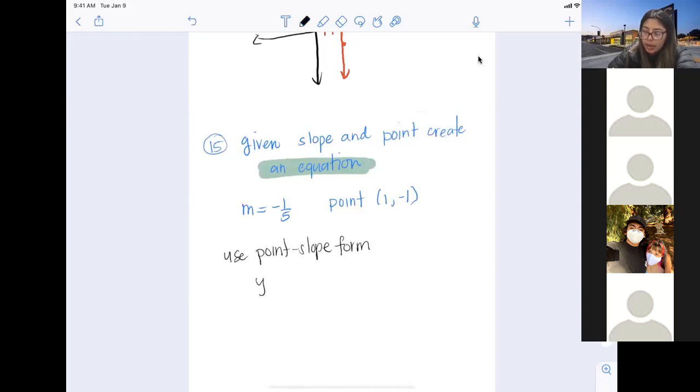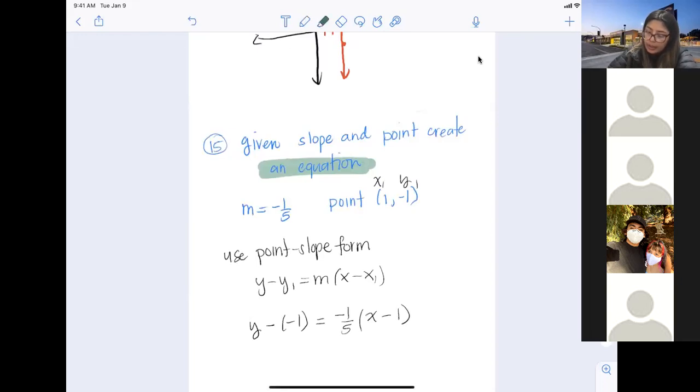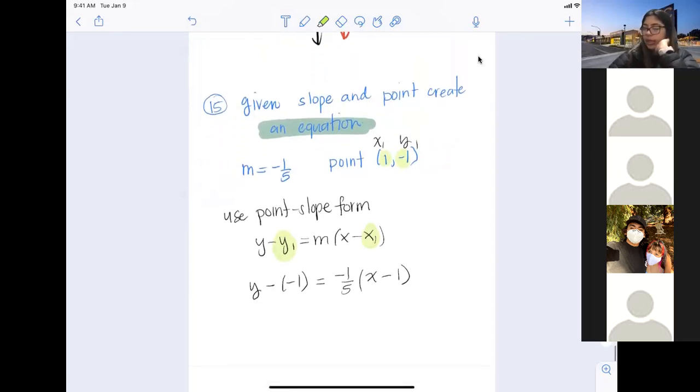That looks like y minus y1 equal m times x minus x1. This is x1, this is y1. You have y minus y1, which is negative 1, equals negative 1/5, that's our m, times x minus 1. So we're replacing y1 and x1 by these 2 points, and then we're cleaning it up. This gives us y plus 1 equals negative 1/5 x plus 1/5.